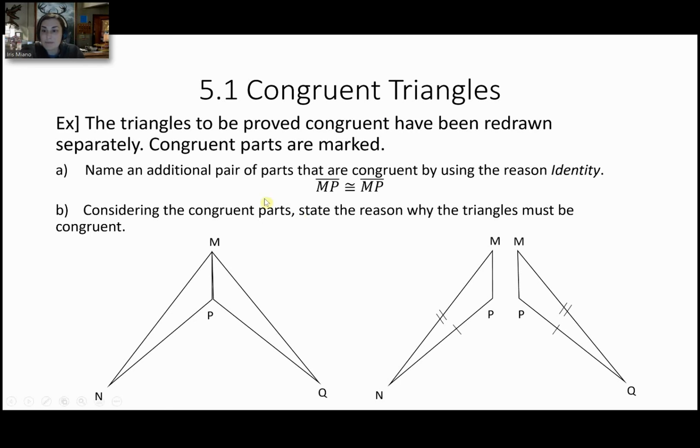All right, so that's part A. Part B is considering the congruent parts, state the reason why the two triangles must be congruent. Well, when they're drawn separately, the corresponding congruent parts are marked, which will be sides NP and QP, right? That's one pair of sides. NM, QM, a second pair of sides, and then MP is congruent to itself. That's a third pair of sides. So the justification for naming these two triangles congruent would be side, side, side, as such. Okay, so that's what they were looking for in part B.